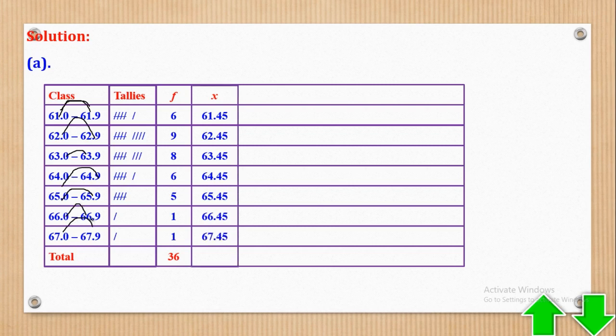So because they asked for mean, but they gave us the working mean, the first thing to do is to get the deviation. The working mean was 63.45, so deviation will be x minus 63.45. So therefore, this minus 63.45 gives you negative 2, and this one gives you negative 1, this one gives you 0, this one gives you positive 1, this one gives you positive 2, and this one positive 3, and this one positive 4.